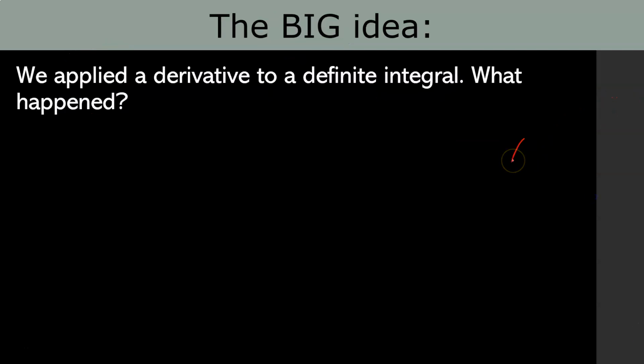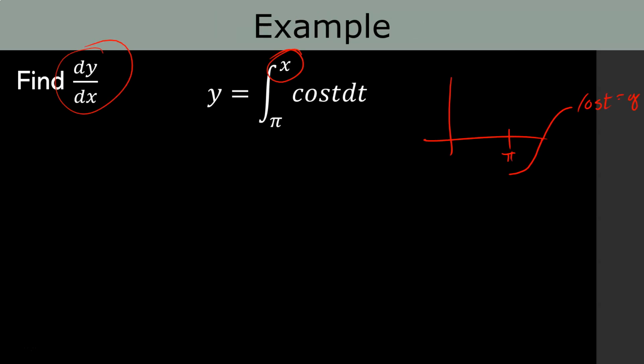And so we're finding this area going up to whatever x value we choose. If I'm going to find the derivative, first let's get rid of all the unpleasantness and just rewrite this as y is equal to the antiderivative of cosine of t, which is sine of t. Is that right? The derivative of sine is positive cosine, yeah? Evaluated from t equals pi to t is equal to x.